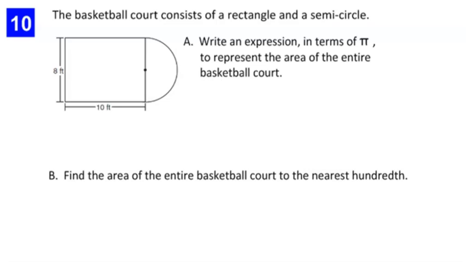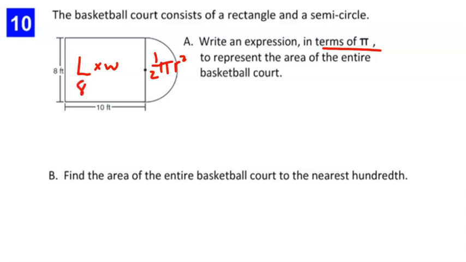All right, last question. Write an expression in terms of pi. That means pi should be in your answer to represent the area of the entire basketball court. Well, this right here is a rectangle, so we're going to do length times width. But this right here is a semicircle. So I'm going to do the area of a circle, pi r squared, but I'm going to divide it in half. I could also write it like this, pi r squared with a half in the front. So either way is acceptable.